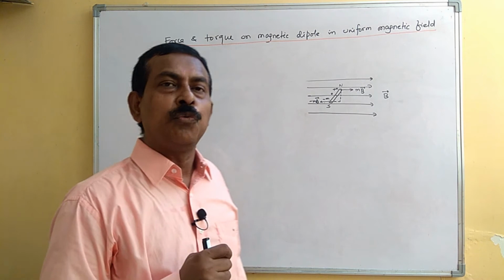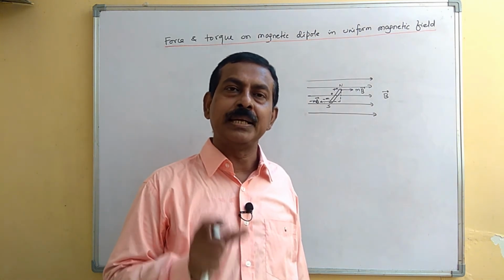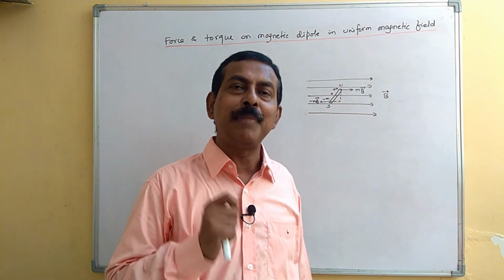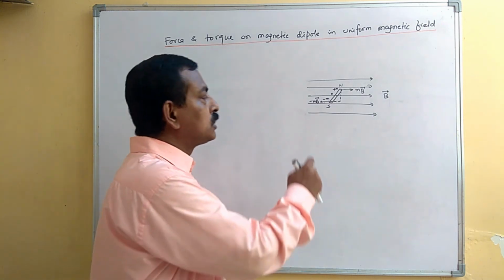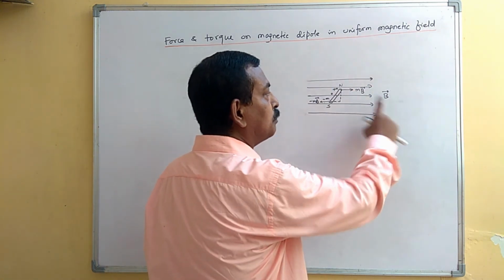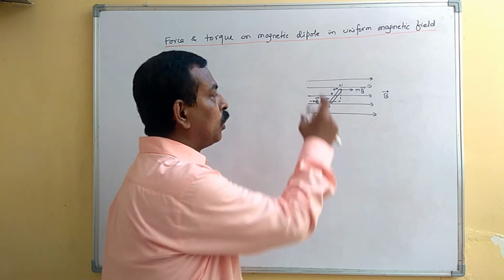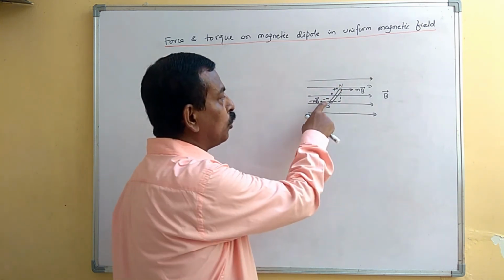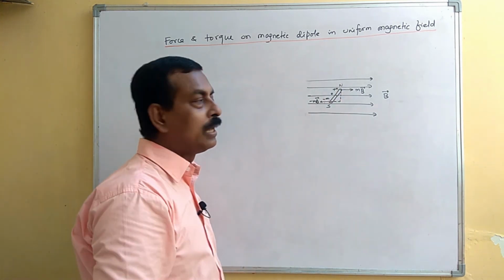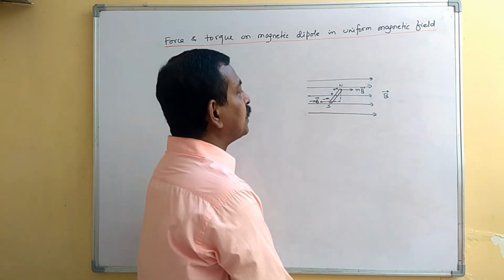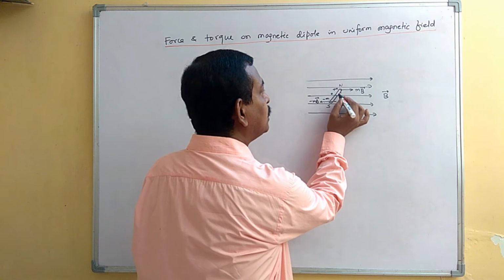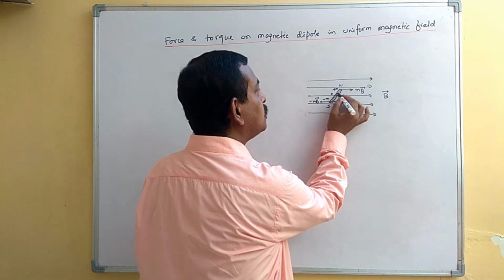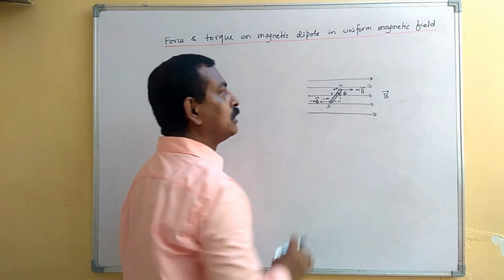Let's now take force and torque on a magnetic dipole in uniform magnetic field. So suppose there is a uniform magnetic field B acting in a region where we have a magnetic dipole SN having pole strength minus m, plus m, kept at an angle theta. So suppose we assume that this is kept at an angle theta with the direction of magnetic field.